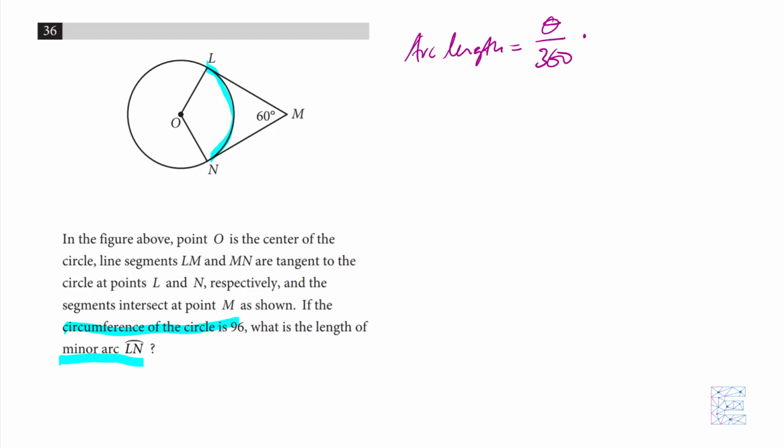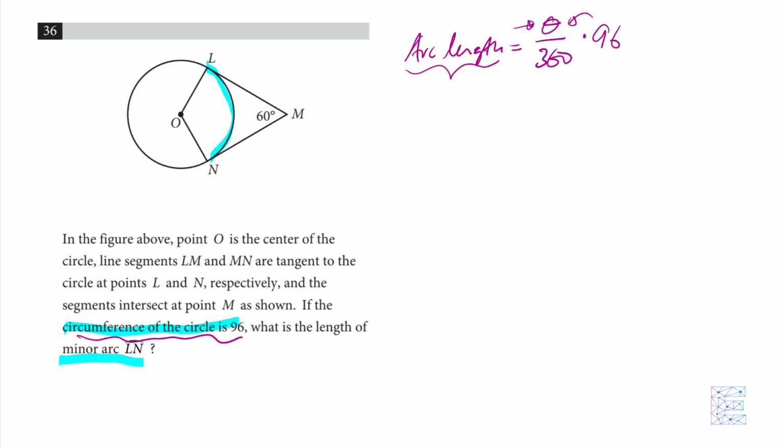Thankfully we are given the circumference this time, so we already know that pi d is going to be 96. How do we know this? The circumference of the circle is 96. So we have a bit of a problem. We don't know what arc length is. That's what the question is asking for. And we also don't know theta, which is the angle here that forms this arc.